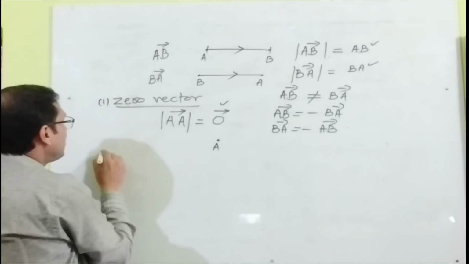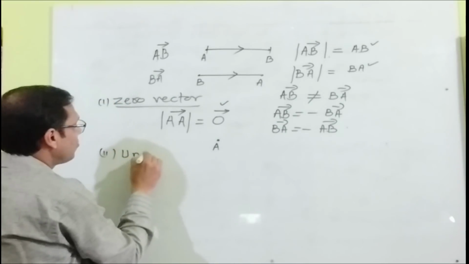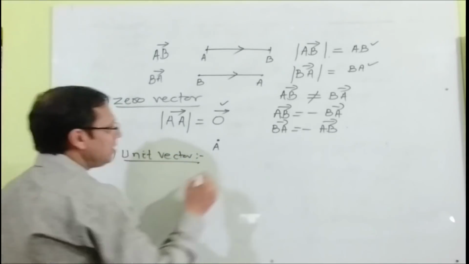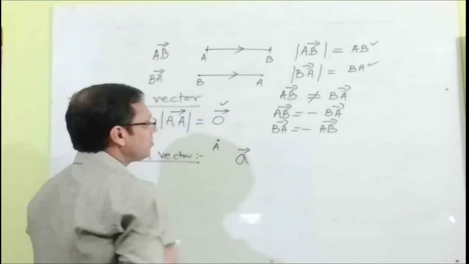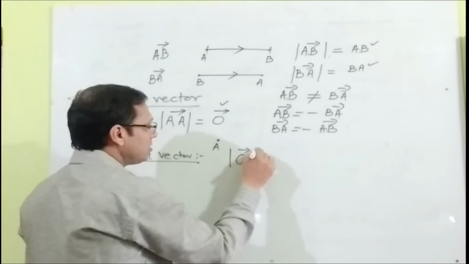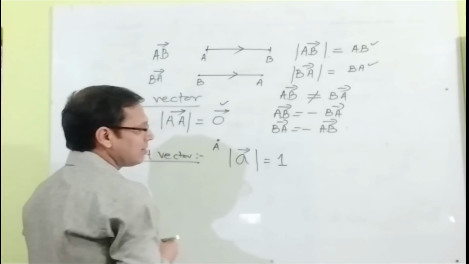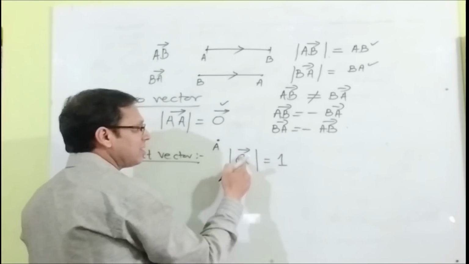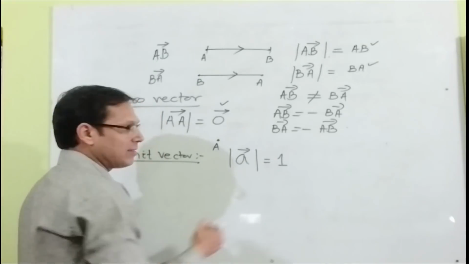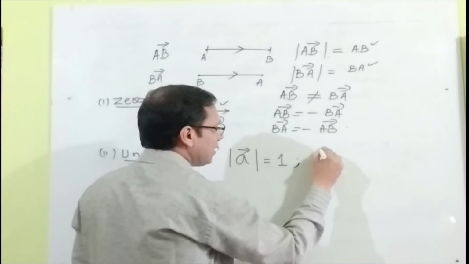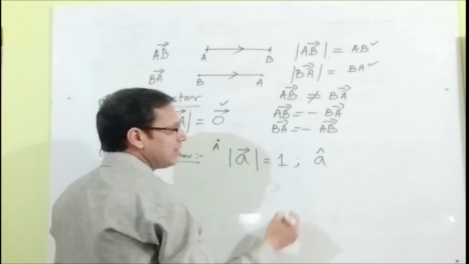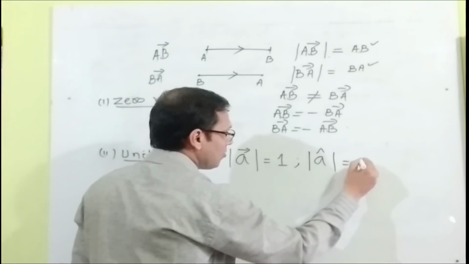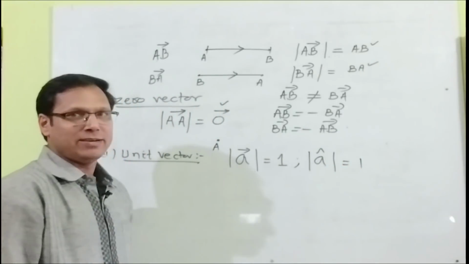Then the second one is the unit vector. What about the unit vector? If you write vector A whose magnitude is equal to only 1, that means the magnitude of vector A is equal to 1, that's why vector A is called the unit vector. You can denote this unit vector by giving one cap on A, which you read as A cap, and its magnitude is always 1. This is called the unit vector.